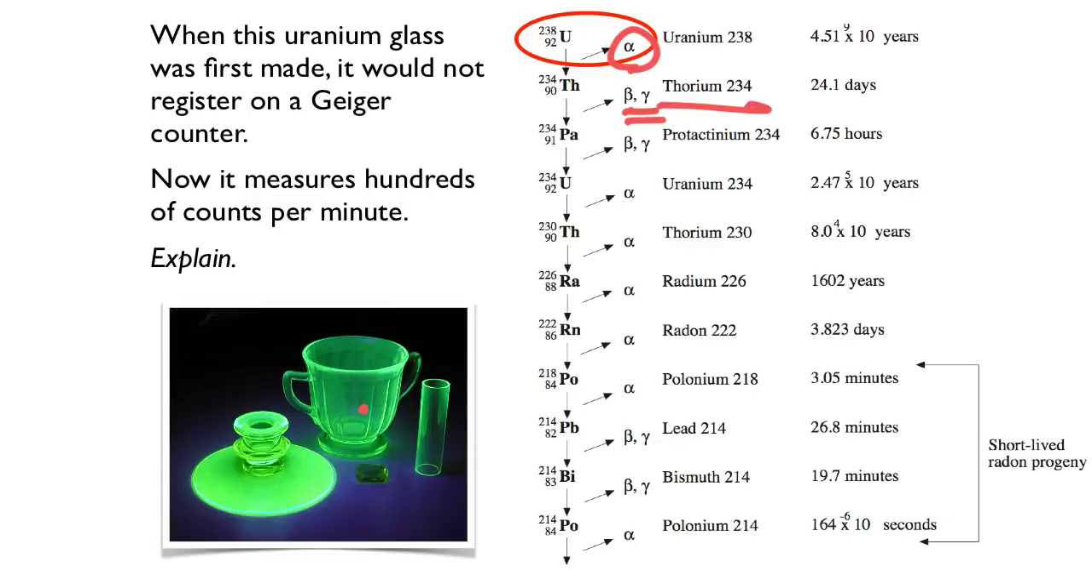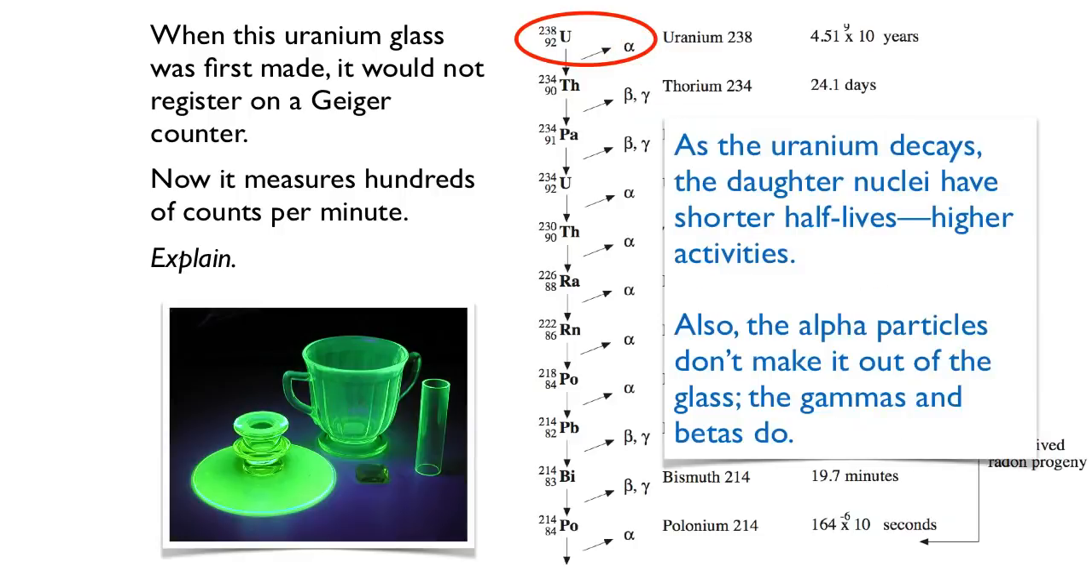The other thing that happens is it works its way down the decay chain. Uranium-238 is not that radioactive because the half-life is so long. But the stuff that it decays into has significantly shorter half-lives. And since you have significantly shorter half-lives, you're going to have significantly higher activities. So the radioactive species that are produced have decays that are more penetrating. They make it out of the glass, but also the decay rates would be much higher. Those are the two pieces of the puzzle.